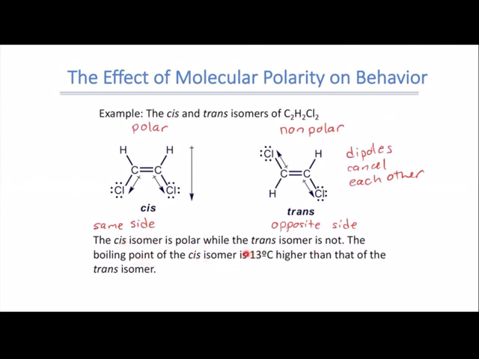The cis isomer boils at 13 degrees Celsius higher than the trans isomer. So it actually has different physical properties. You can separate the cis and trans here. And all we did was switch which side the chlorine was on, whether they're on the same side or opposite. And so you should be able to start figuring out if your overall molecules are polar or not by drawing the three-dimensional shape and then determining the dipoles of each bond. If the dipoles don't all cancel out, you know it has to be polar. If the dipoles do cancel out, you know it has to be nonpolar.